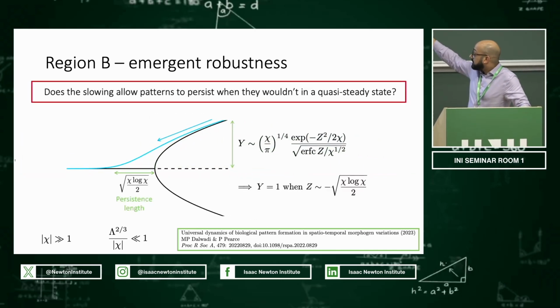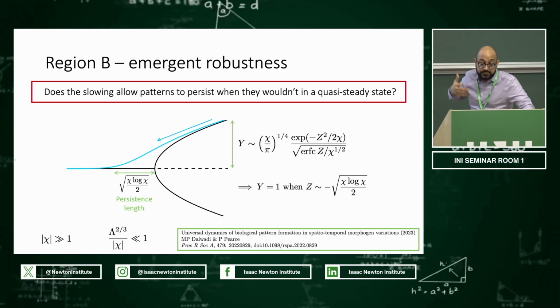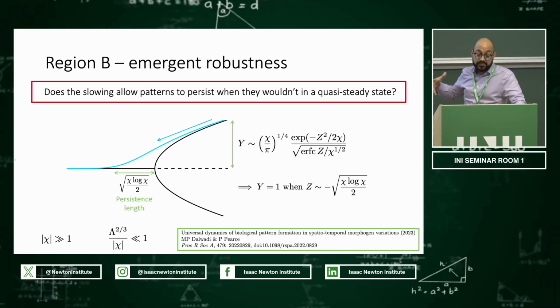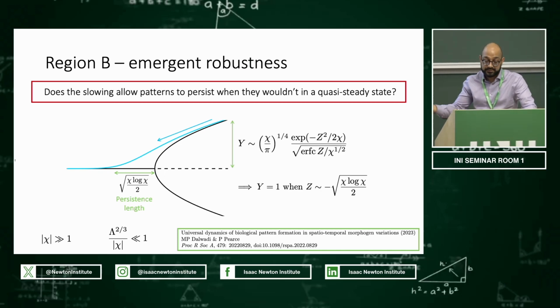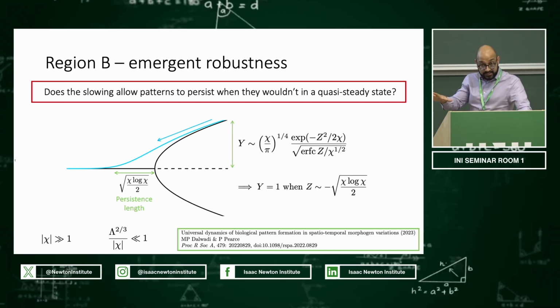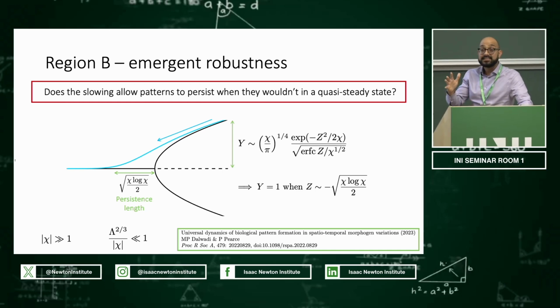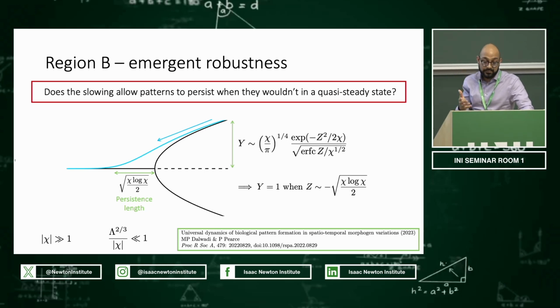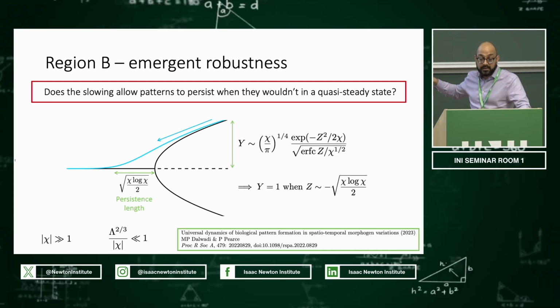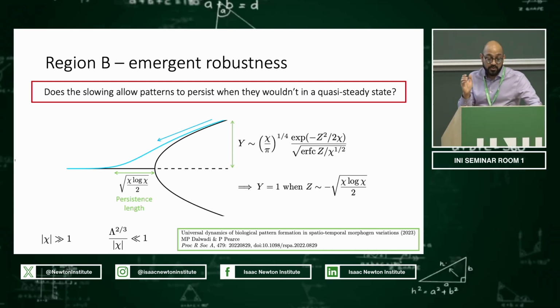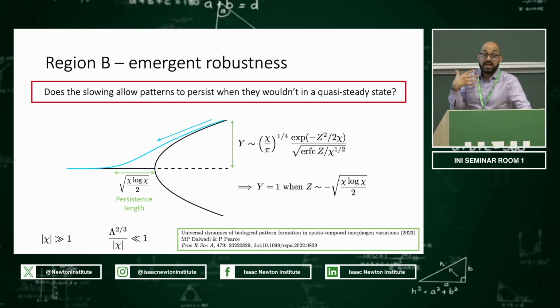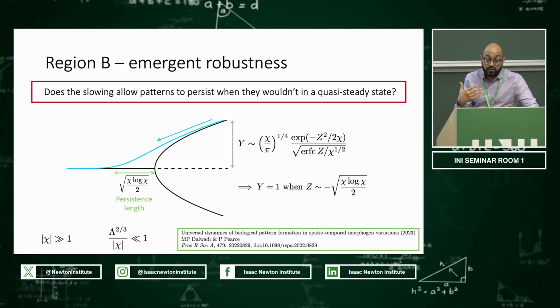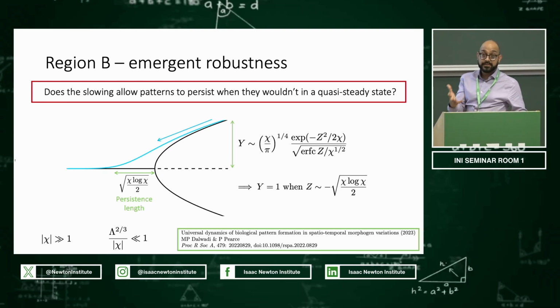And basically, this asymptotic result is particularly helpful because we can invert it to get an analytic result for the dynamic position of the transition, essentially the position at which y is equal to 1 here. So for the quasi-steady problem, the position of the transition is when z is equal to 0, because nothing unusual is happening. But from these asymptotic results, this is not the case in region B. Here, it occurs for a non-zero value of z, actually an asymptotically large value of z within this inner region. So this gives us a quantitative result, not just a scaling for the persistence length.